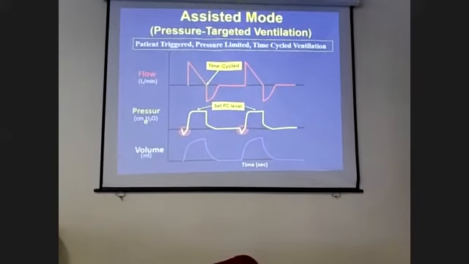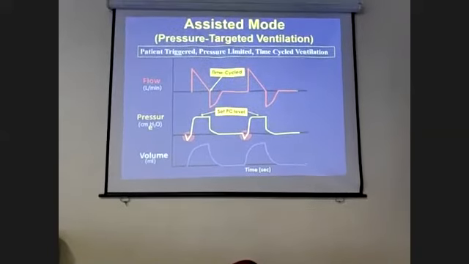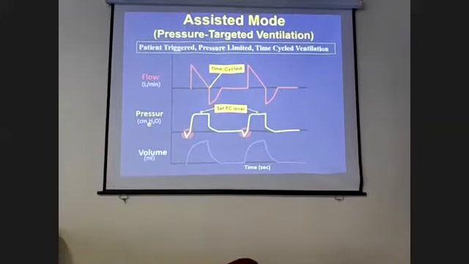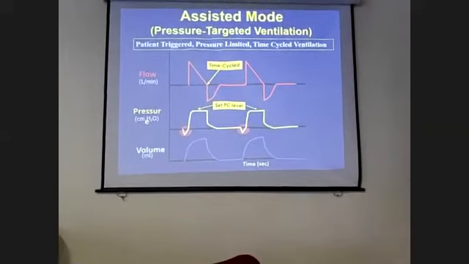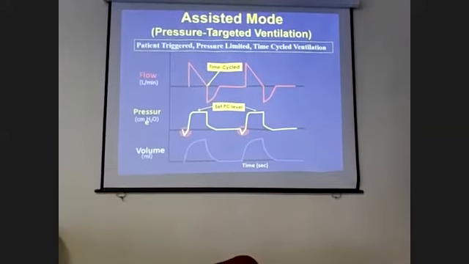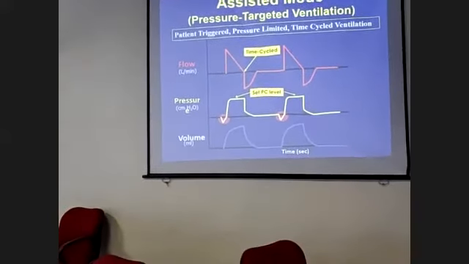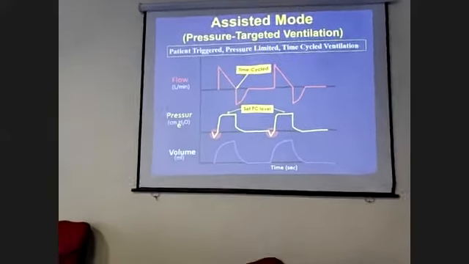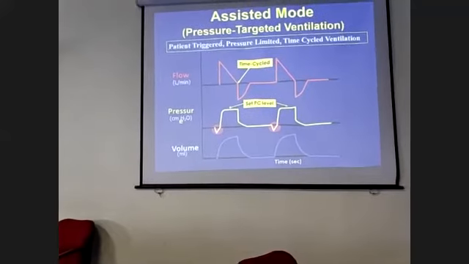What happens in assisted mode? As I said, here the patient triggers and the ventilator assists. If the patient in 60 seconds triggers 10 times, every time the ventilator will give a breath. If the patient triggers 15 times, every time the ventilator will give a breath. So it doesn't matter how many times the patient is triggering. So here again, that is why it is named as patient trigger.